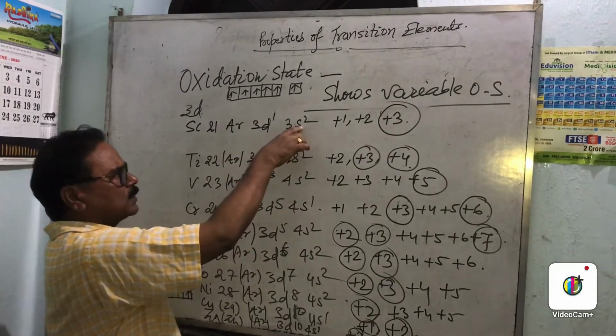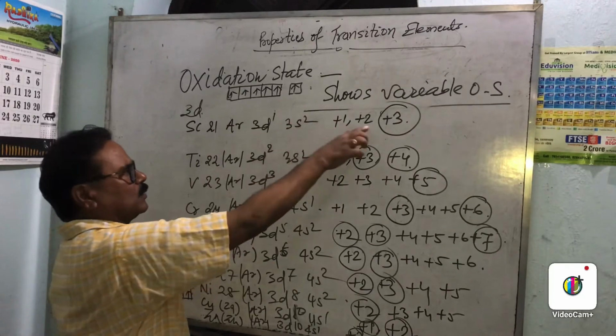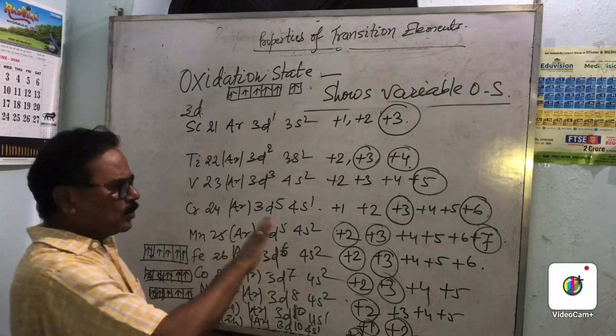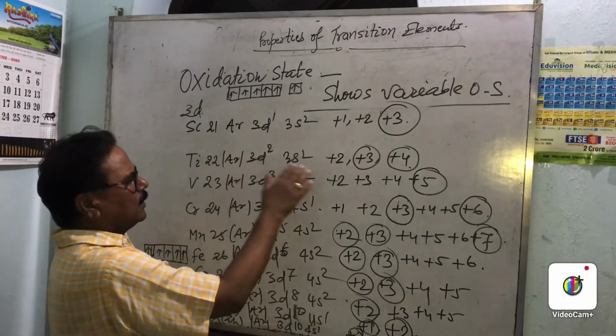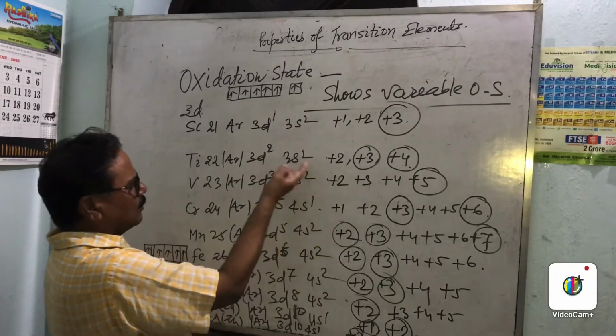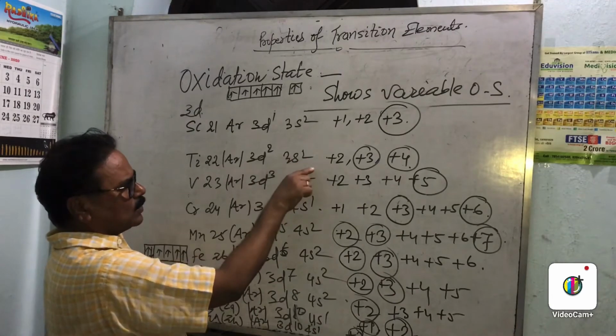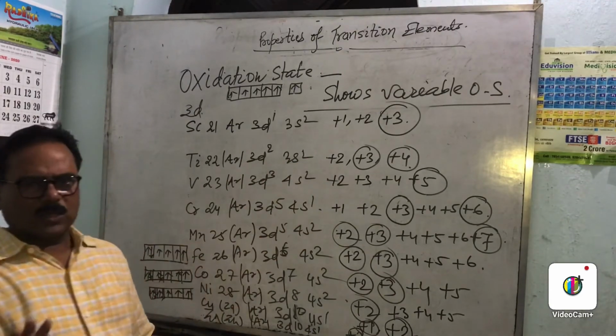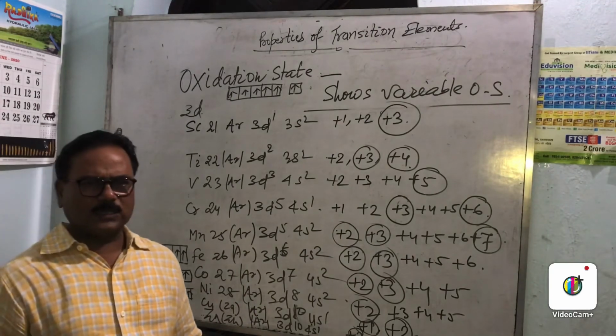If it loses 1 electron, then +1; if it loses both, then +2, this one or this one, and unpaired electrons will keep increasing. That will run through the d electrons, +2 due to this, +1 electron this, again 1. Like that, it will show the oxidation state, variable oxidation state.